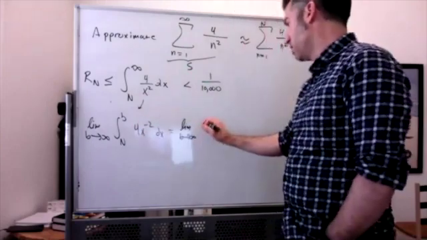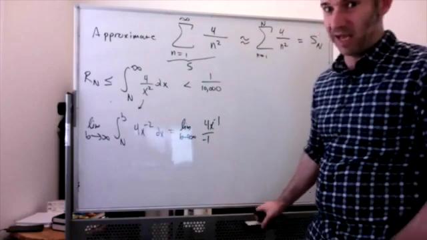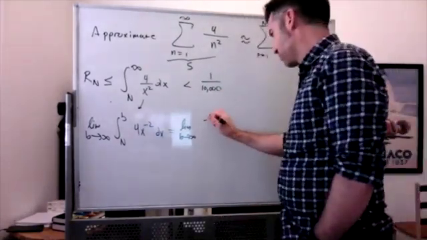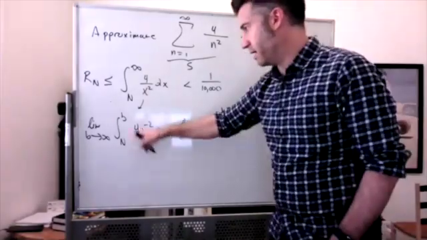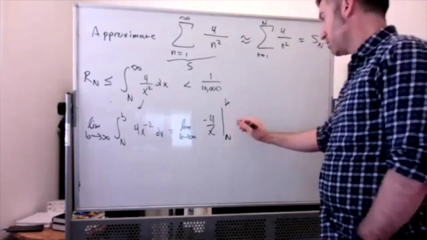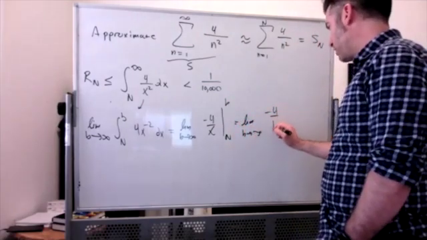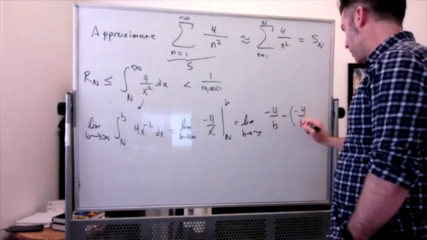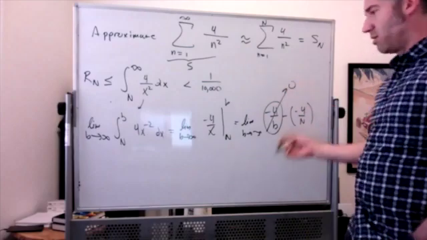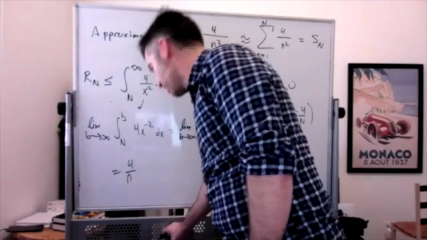Integrate this, you get 4x to the minus 1 over minus 1. Let's rewrite that as negative 4 over x, from n to b. Again, we're trying to find this capital N. So that's going to be the limit as b goes to infinity of negative 4 over b minus negative 4 over n. Clearly, this part's going to go to 0. So we're left with 4 over capital N.